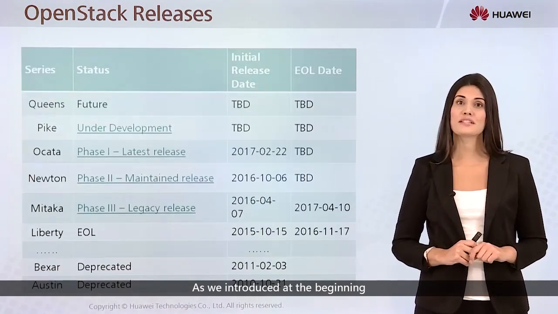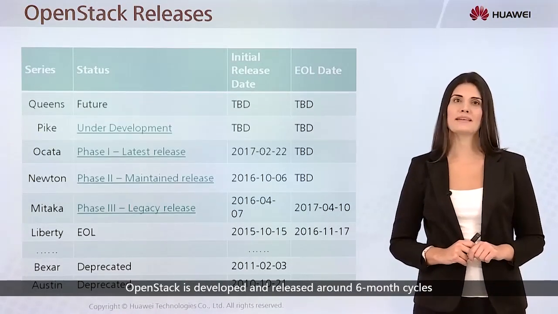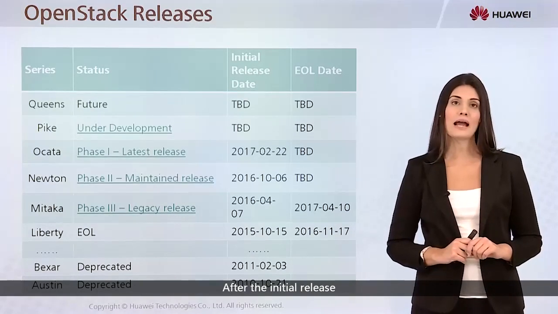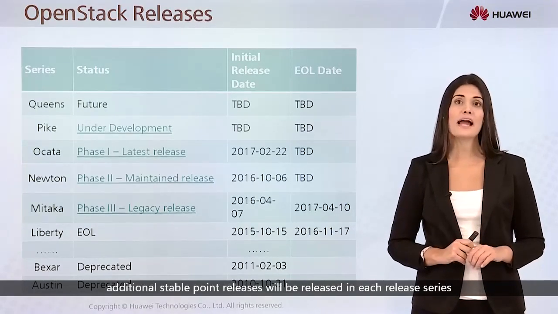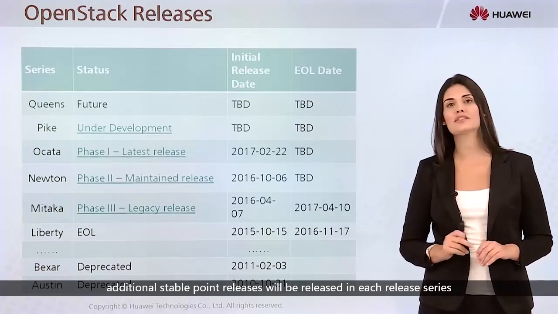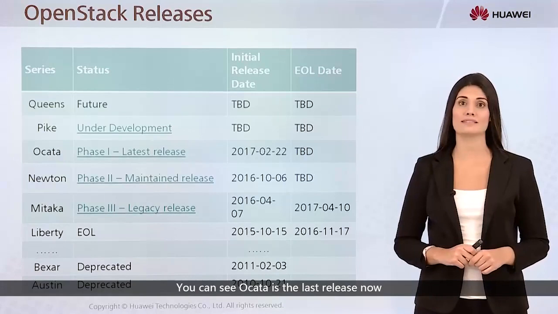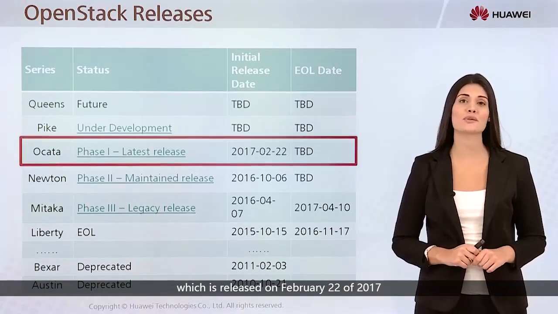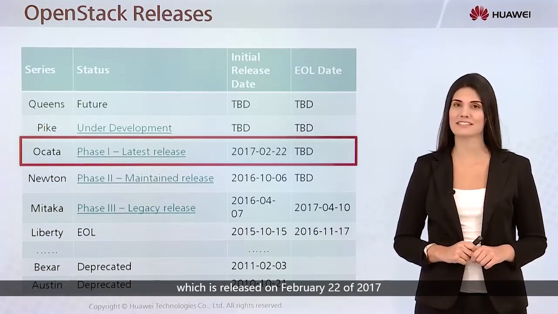As we introduced at the beginning, OpenStack is developed and released around 6-month cycles. After the initial release, additional stable point releases will be released in each release series. You can see Ocata is the latest release now, which was released on February 22 of 2017.